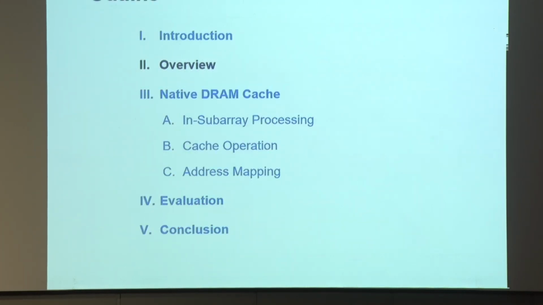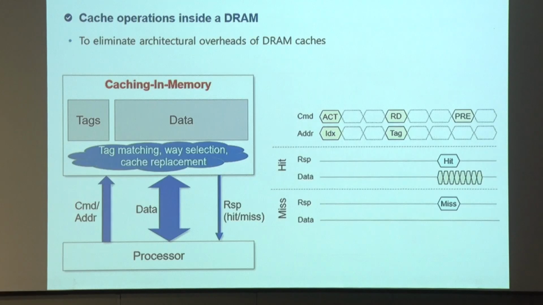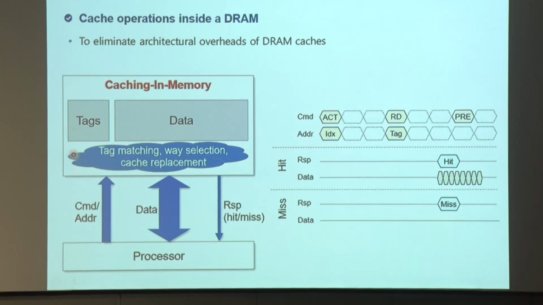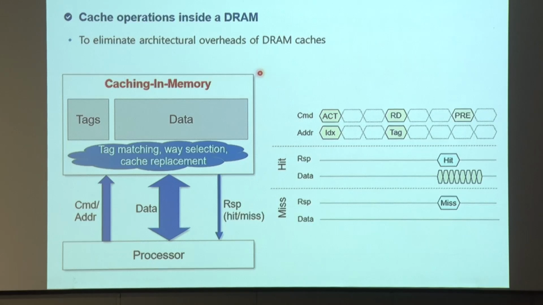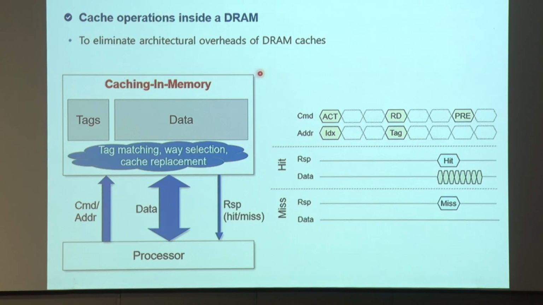So I would like to introduce native DRAM cache, a new type of DRAM cache designed for processing in memory. This is the NDC overview. We propose caching in memory, allowing cache operations to be processed within DRAM itself by autonomously performing functions such as tag matching, way selection, and cache replacement within DRAM. It can eliminate the architectural overheads. Thus, a memory controller can manage these operations with a simple command sequence as shown in the timing diagram.